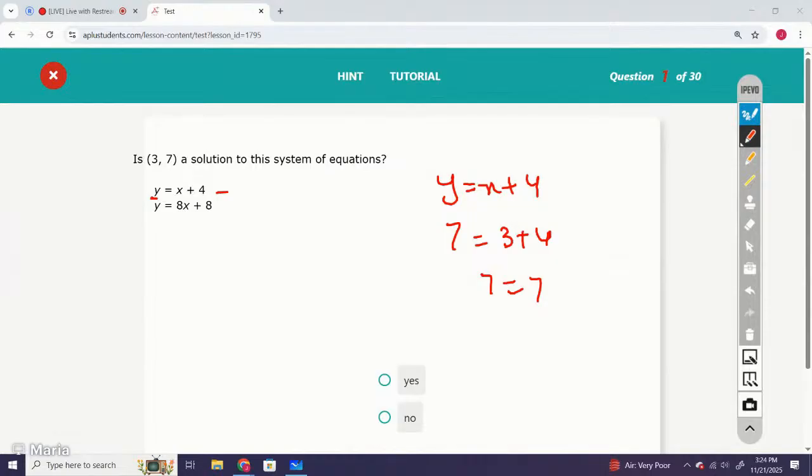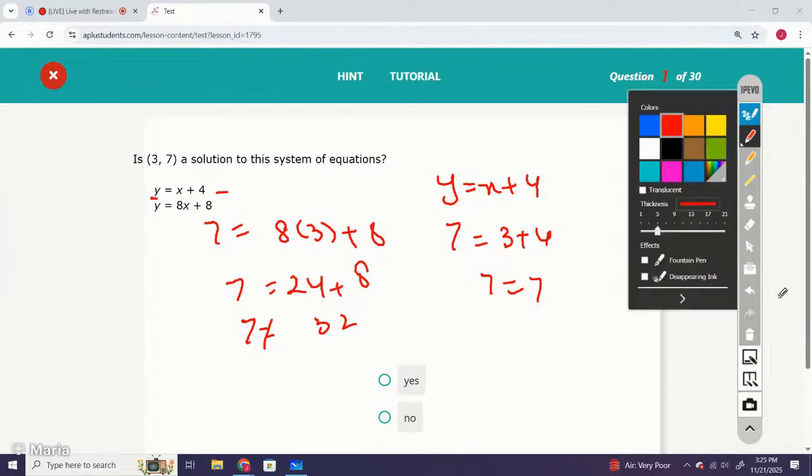Now look at the second one. That is y equals 8 times x plus 8. y is 7. So 8 times 3 is 24, 24 plus 8 is 32. 7 is not equal to 32, right? So that means (3, 7) does not satisfy the equation. The correct option is no.